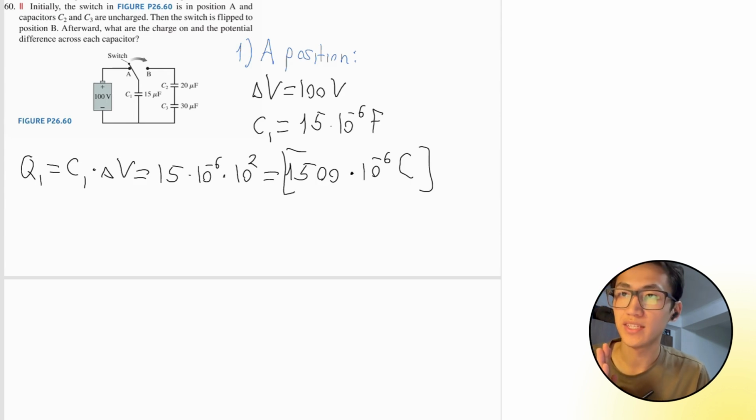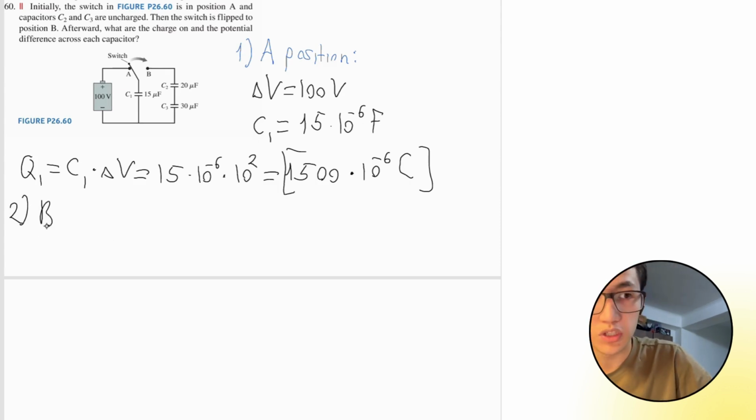Why do we need this charge? Because only this charge plays a role in our problem. There are no charges from outside, only this charge from the C1 capacitor. And then we need to switch it to position B.